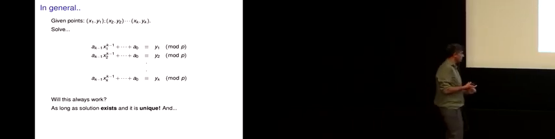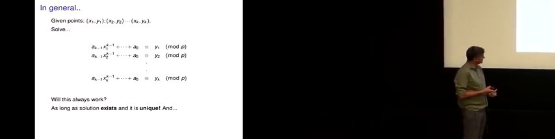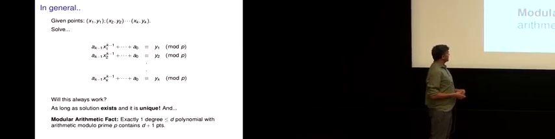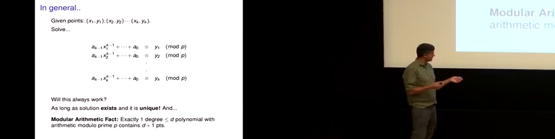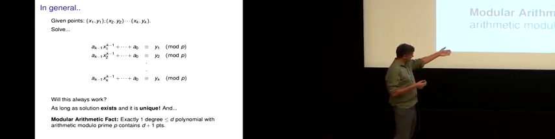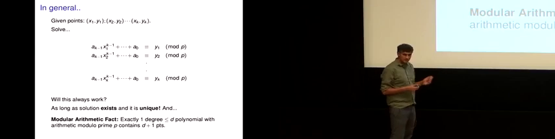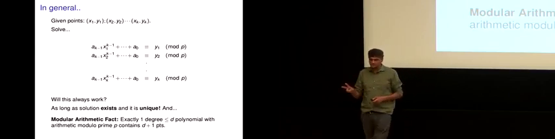So we were here, we got this polynomial, we got these points, and now this is what I did twice, and it worked for me. And the question is, does it always work? As long as the solution exists and it is unique, right? That's what I need. And this is what this fact tells me: there's exactly 1 degree d polynomial in this field that contains d plus 1 points. There's not 2 solutions.